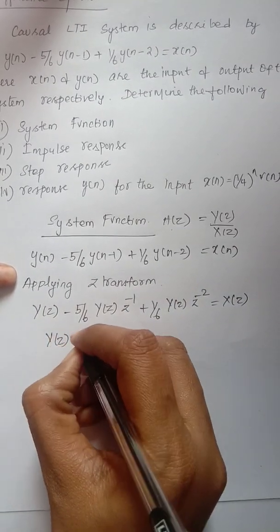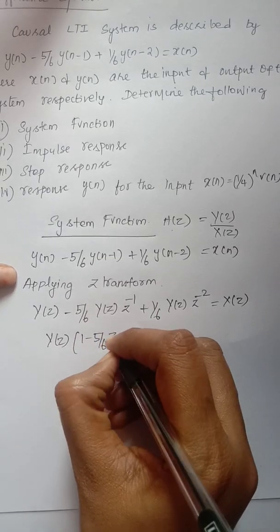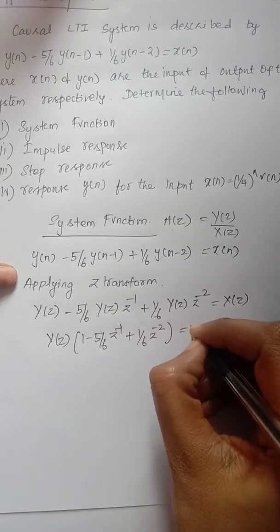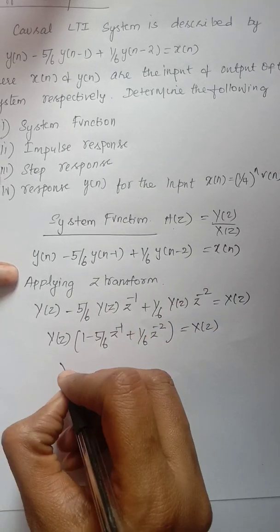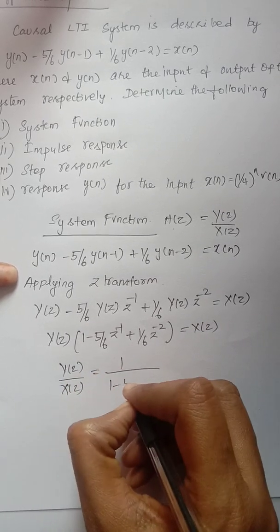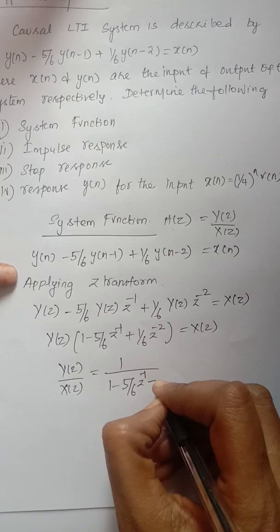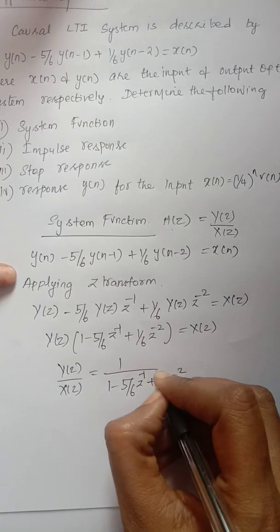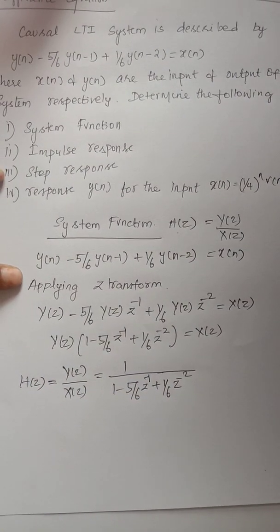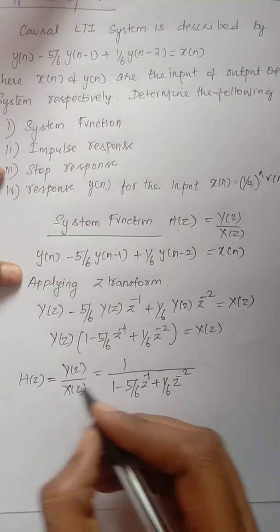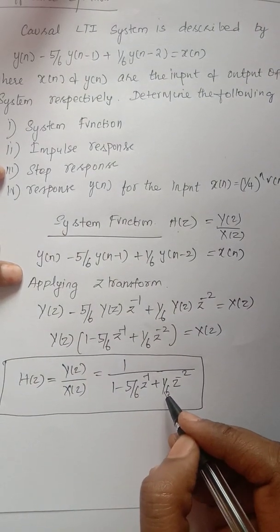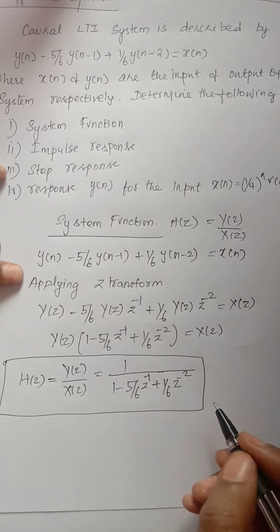Grouping Y of z: Y of z times (1 minus 5 by 6 z inverse plus 1 by 6 z power minus 2) equal to X of z. So Y of z by X of z is equal to 1 divided by 1 minus 5 by 6 z inverse plus 1 by 6 z power minus 2, which is nothing but H of z. So the transfer function of the system is 1 divided by 1 minus 5 by 6 z inverse plus 1 by 6 z power minus 2.